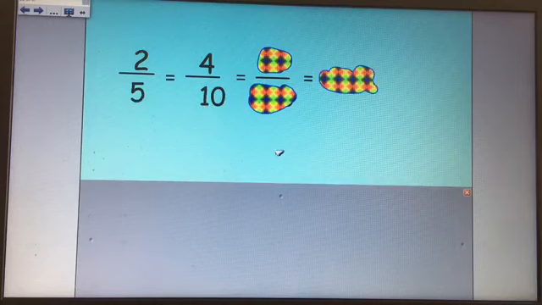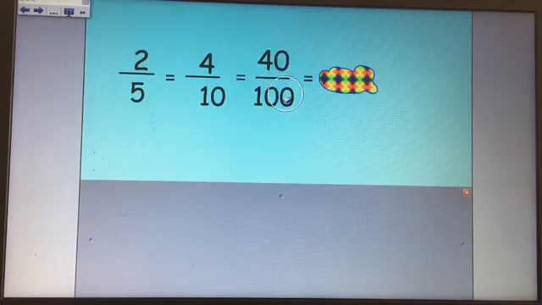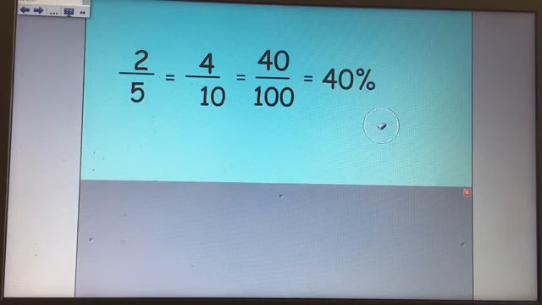And 4/10, can you turn those into hundredths? Because of course percentage means out of 100. So 4/10 is the same as 40 hundredths, because you multiply both by 10, and 40 hundredths is obviously the same as 40%.